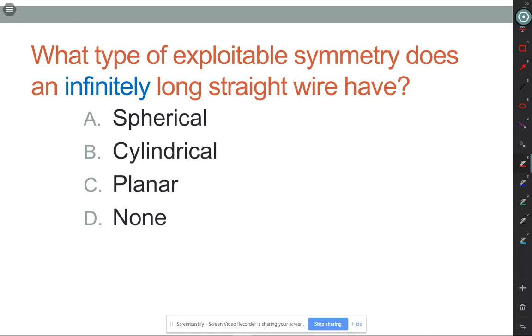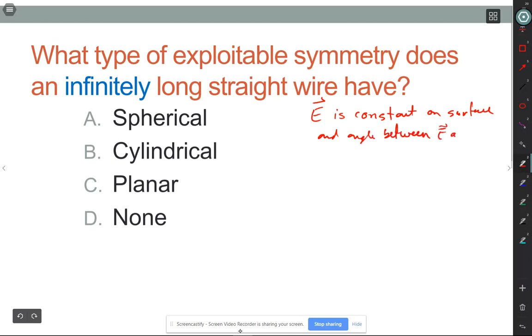Okay, let's remember the things we're looking for. We want either of the following 3: electric field, or electric field is perpendicular to dA.